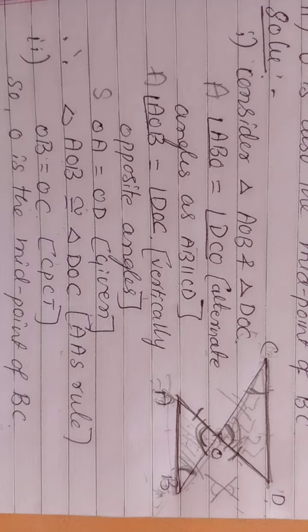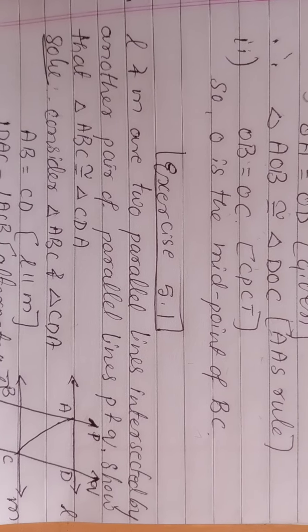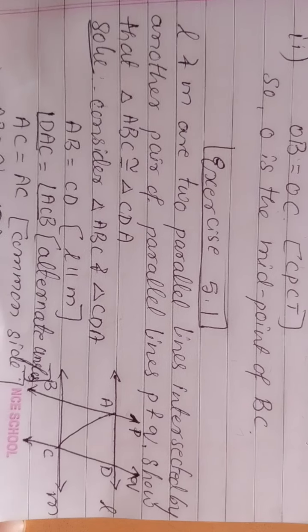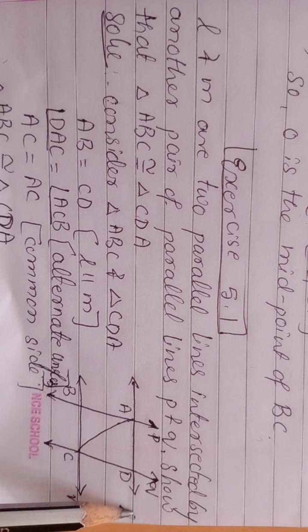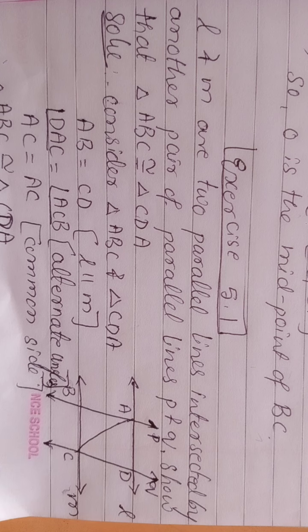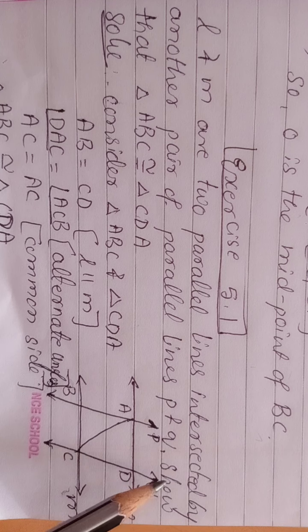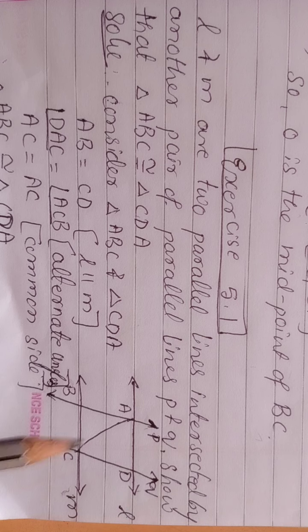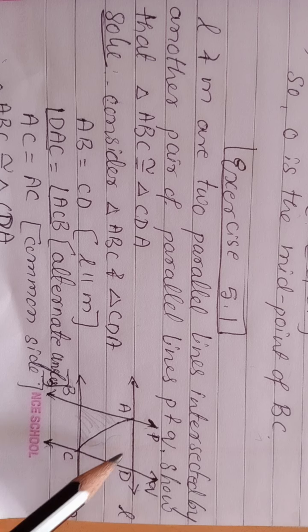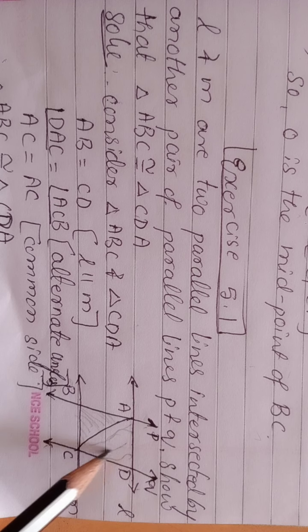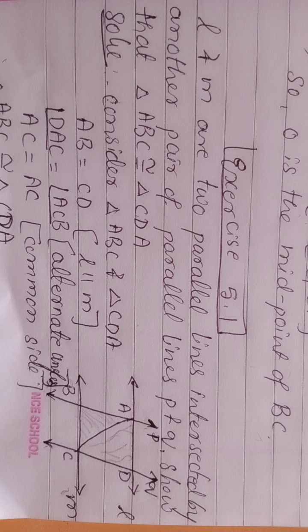Clear? Now, we will take one problem from the exercise. So, L and M are two parallel lines. See, these are the two parallel lines intersected by another pair of parallel lines P and Q. Okay. Show that triangle ABC, this one, is congruent to triangle CDA, this one. Getting? So you have to prove the congruency.